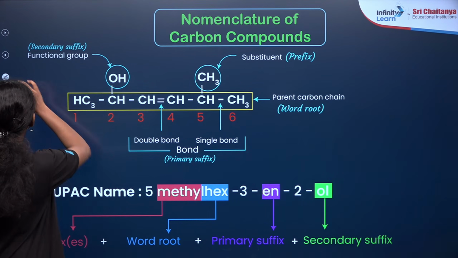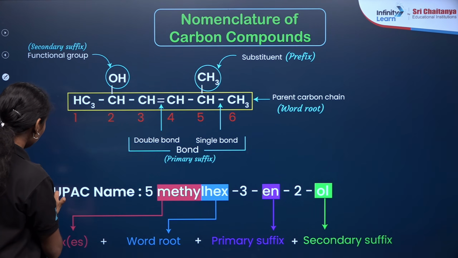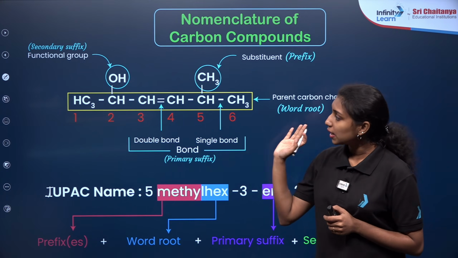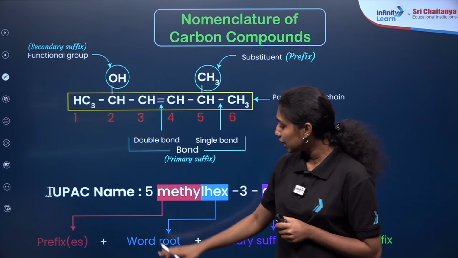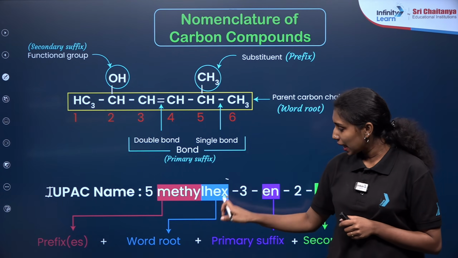Okay, this is another example. Just try to find out the IUPAC name of this compound. First step, we need to identify the longest chain, right? Longest chain containing the carbon atoms. So as we already know, it will be containing a total of 6 carbon atoms, right? So the root word will be hex here.